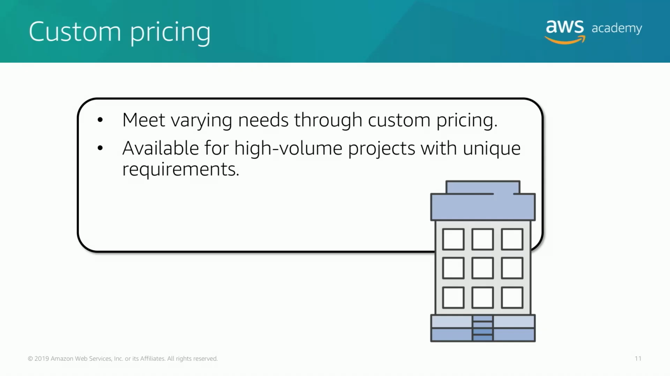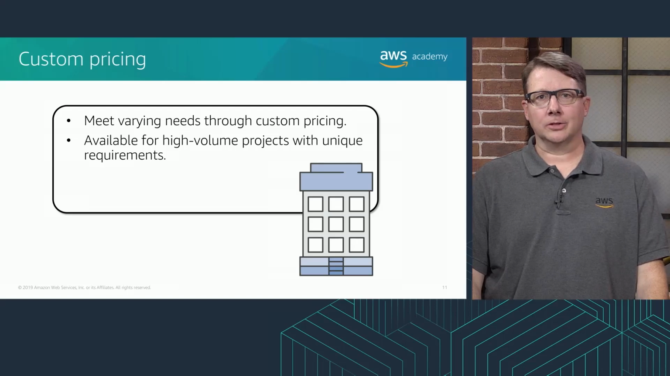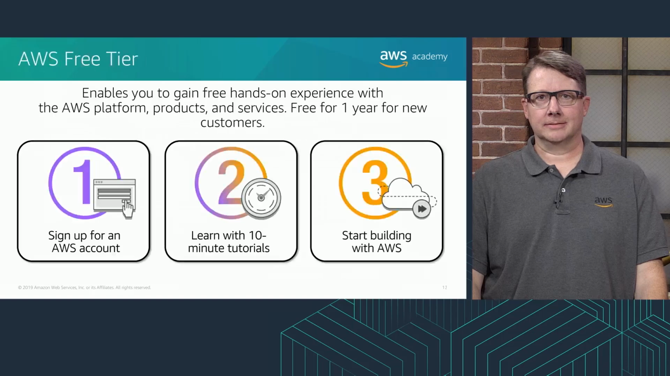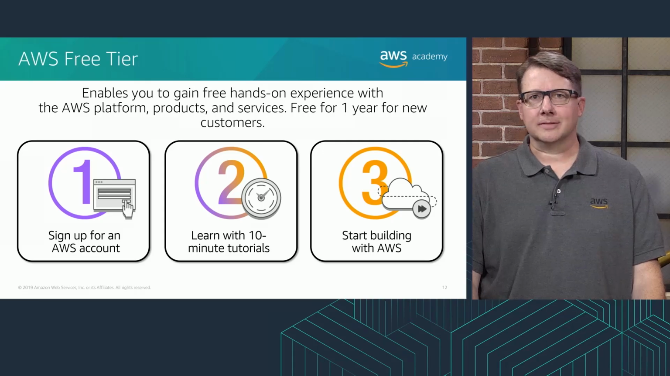AWS realizes that every customer has different needs. If none of the AWS pricing models work for your project, custom pricing is available for high-volume projects with unique requirements. To help new AWS customers get started in the cloud, AWS offers the AWS Free Tier for up to 1 year. If you are a new AWS customer, you can run a free Amazon EC2 T2 Micro instance for a year free of charge, while also using a free usage tier for Amazon S3 and Amazon EBS for storage and other AWS services.